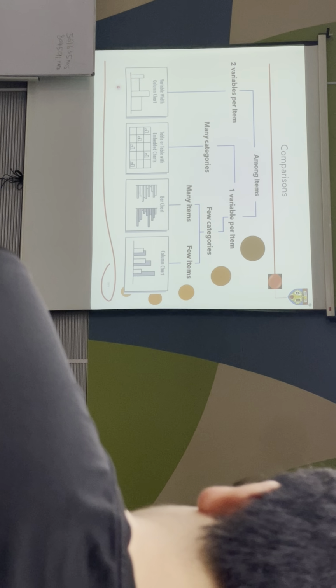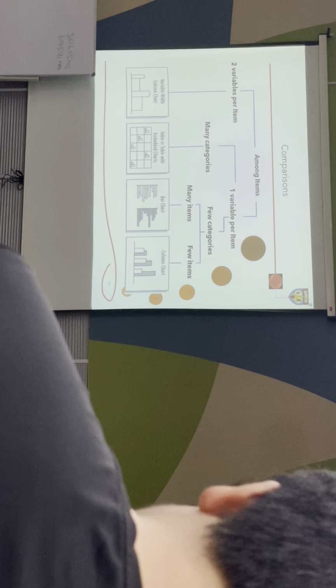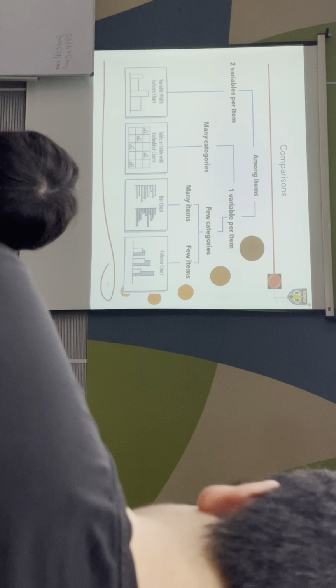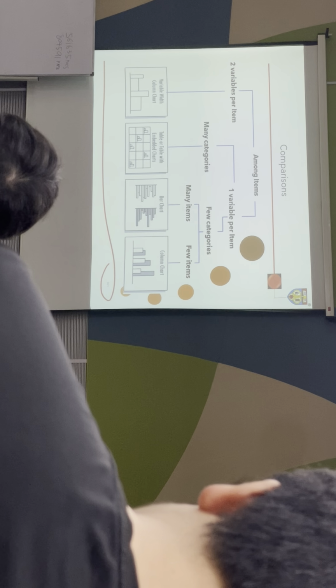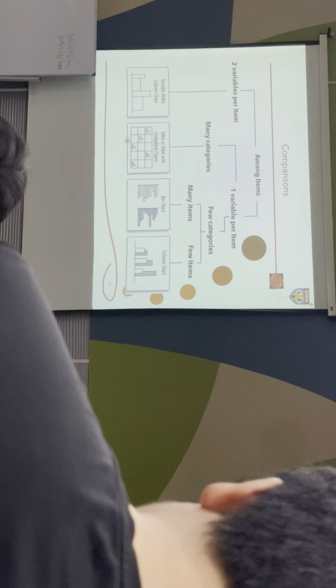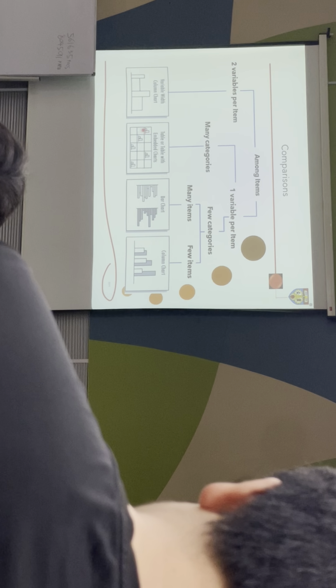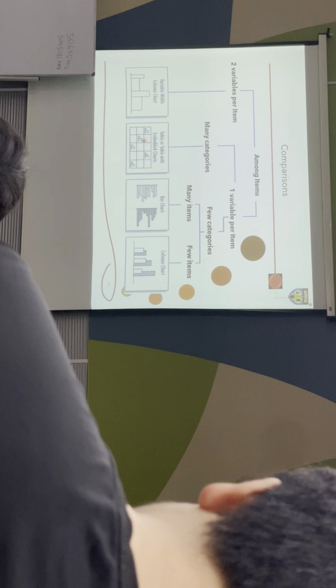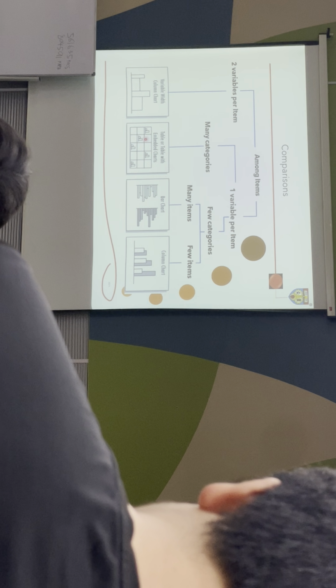Okay, and then, if you want to compare one variable per item, there are two subparts. If it involves many categories, you can use a table, and in your table you can also embed a chart. For example, you can embed a bar chart, or any chart like a pie chart, line graph and so on.